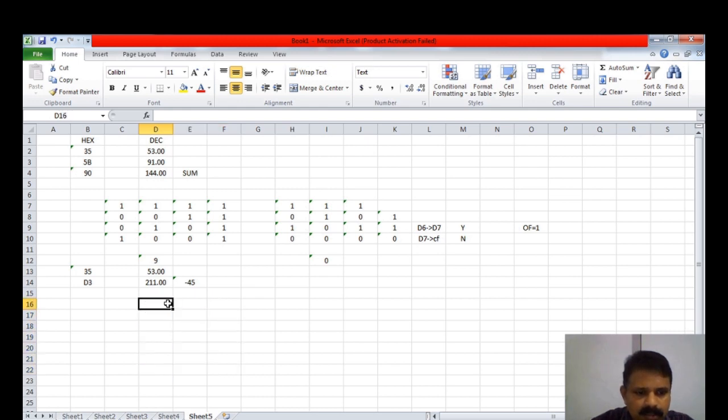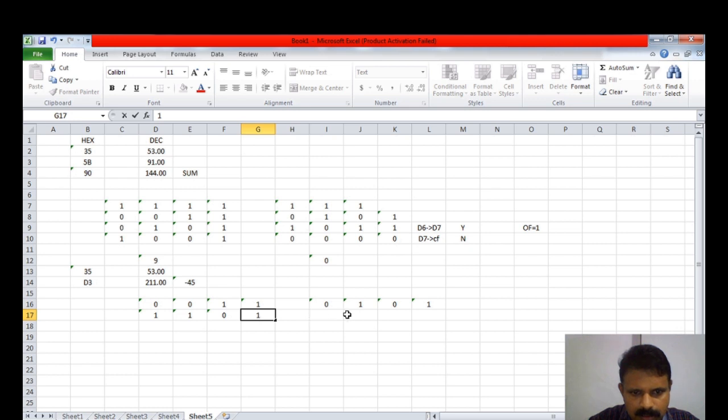What is 35H plus D3H? Sorry, I will use one with one cell. 0011 0101 is 35H, D3H is 1101 0011.